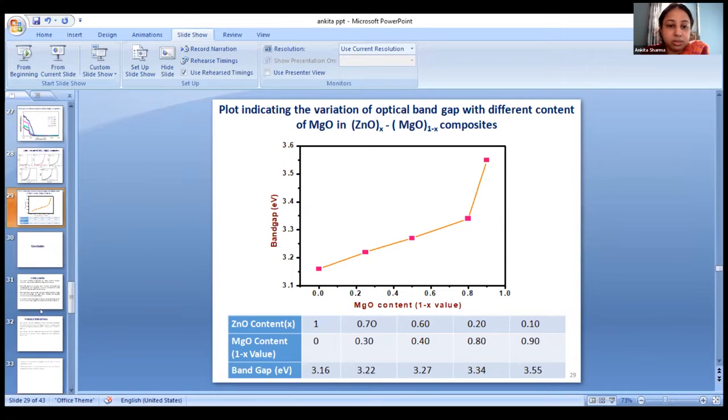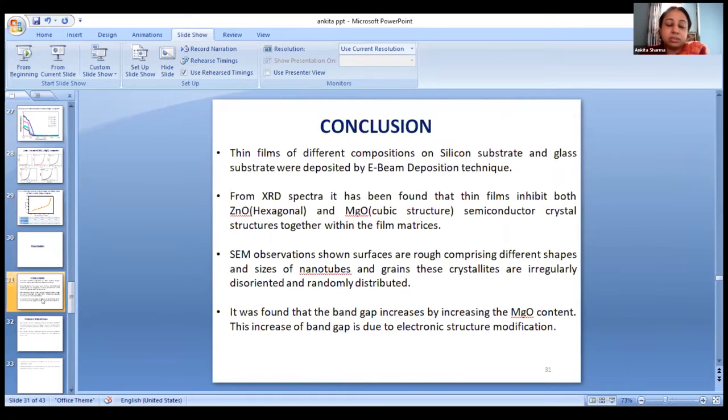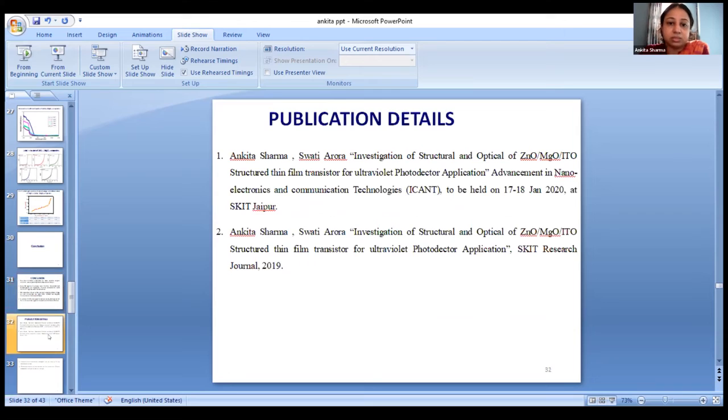So these are the conclusions. Thin films of different compositions on silicon substrate and glass substrate are deposited using the electron beam method. We use different analysis methods in order to find out their structure. We are using XRD, SEM, and AFM analysis. So these are the publication details of the study, and these are the references.